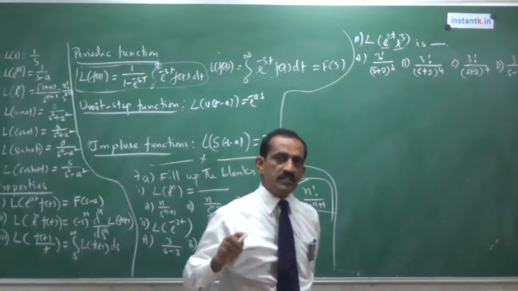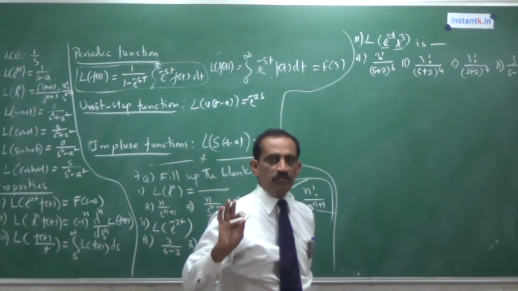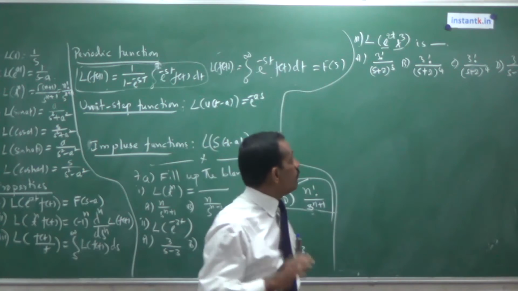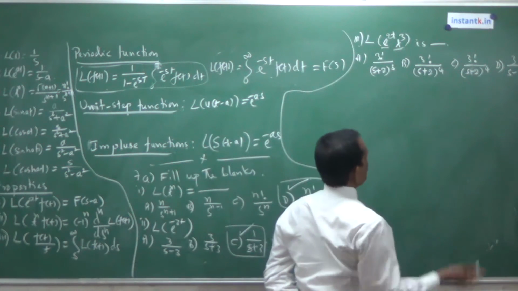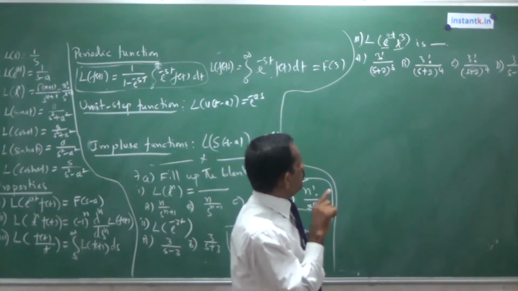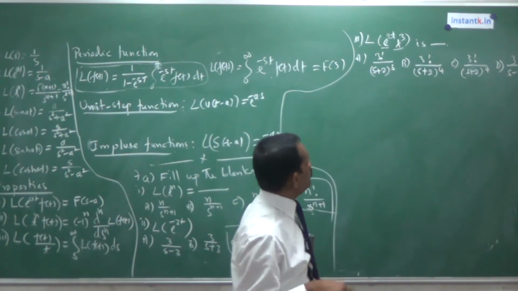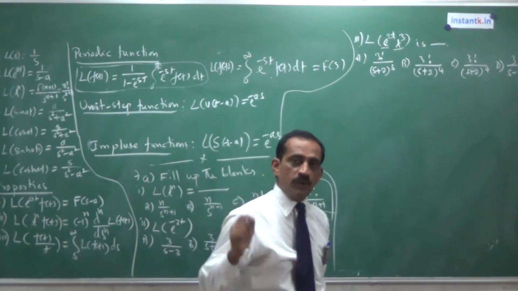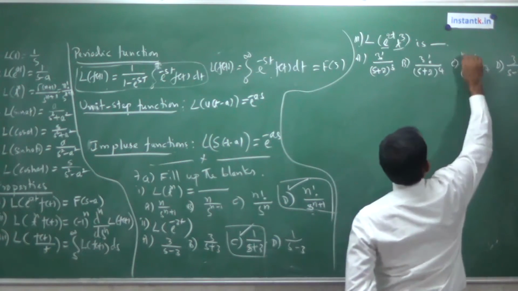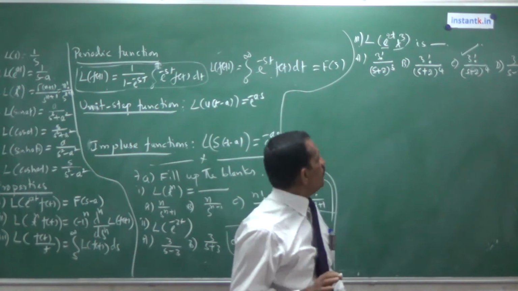Laplace transform of t cube is 3 factorial by s to the power 3 plus 1, means s to the power 4. If e power at is there, replace s by s minus a. What is here? a is 2. So the answer must be 3 factorial by s minus 2, s is replaced by s minus a, to the power n plus 1. What is n? n is 3, 3 plus 1 is 4. The correct answer is 3 factorial by s minus 2 to the power 4.